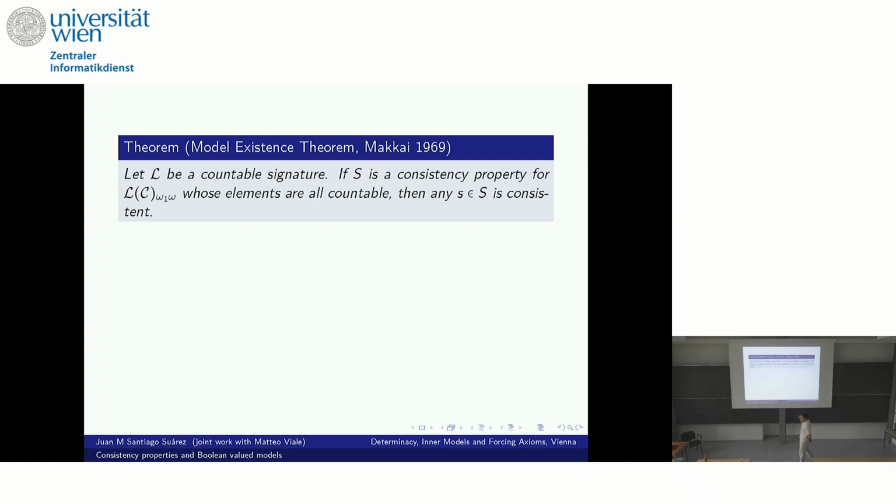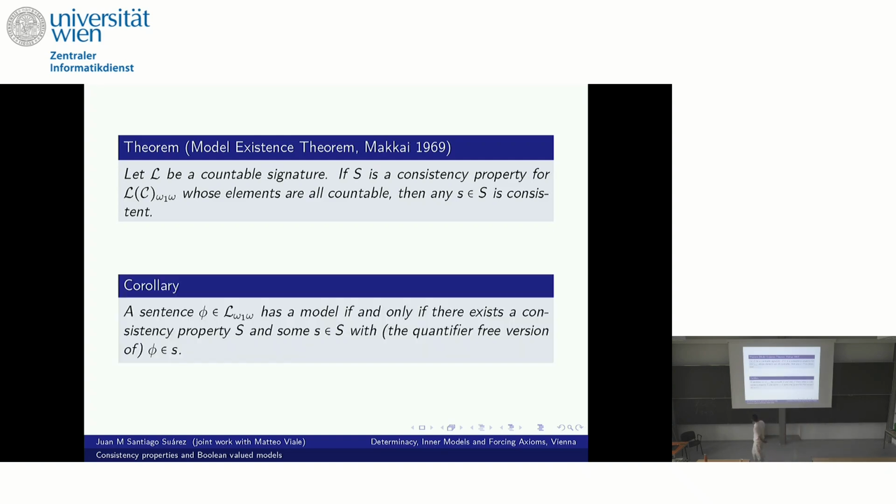Now, this is the theorem that started this field. And the corollary, which in my opinion is, I mean, the proof doesn't give any information, but I think it's even more important. It says, if you want to build a model, well, try like this because there is no other way. You have a sentence. If it has a Tarski model, well, then there has to be a consistency property. One element in the consistency property contains your sentence.